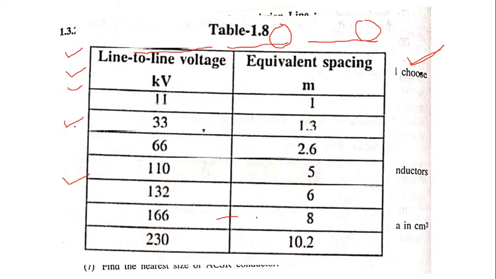So from table 1.8 we have the line to line voltage. Once we have selected our line to line voltage, we find the equivalent spacing in meter, that is, the value of dm that we need to choose. So from this table we can find the value of equivalent spacing also.